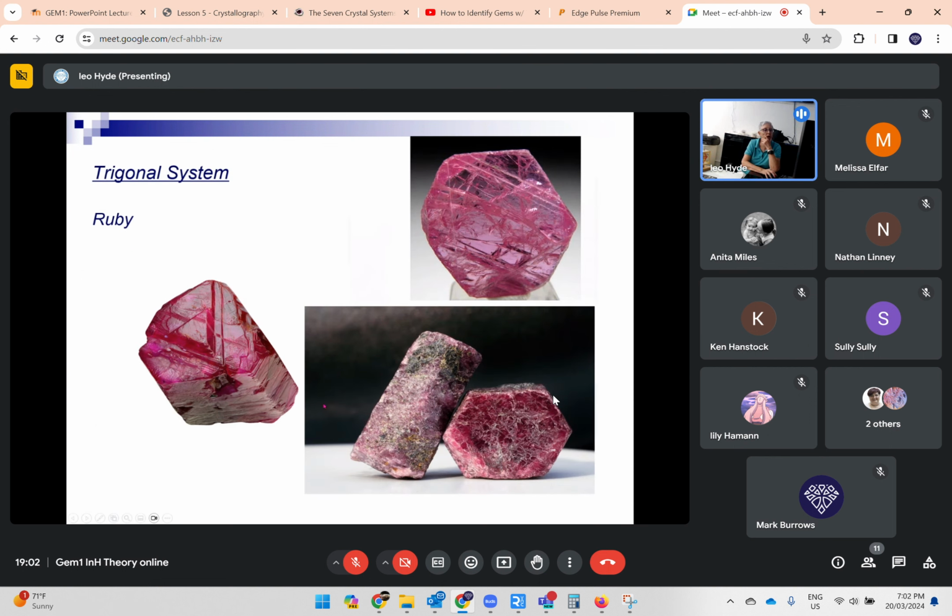So, and here we're looking down the C-axis, we can see the 6 sides. Here we can look at the 6 sides of it.